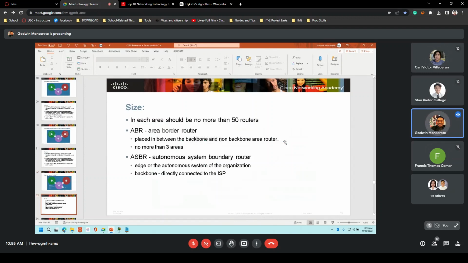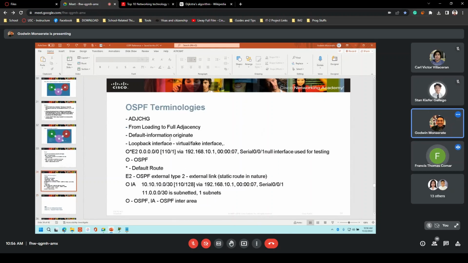Have you implemented this in your project? So the size of each area should be no more than 50 routers. Okay? So only 50 is allowed there. The ABR connects the areas, area 1, area 2, area 3, to your backbone. Your ASBR is your edge router, the edge of the autonomous system of the organization, the backbone directly connected to the ISP. Do you understand? Is it clear? Yes, sir.